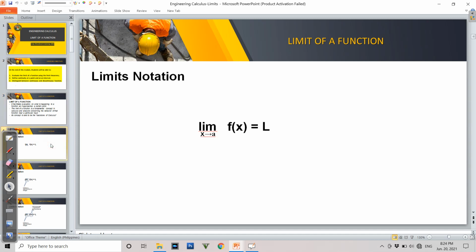So as a notation, we have here the left hand side and the right hand side. The left hand side is the function itself, and L here is the result of that function when a series of x or variable x values are substituted as it is approaching an integer. It is read as limit as x approaches a of f of x is equal to L.